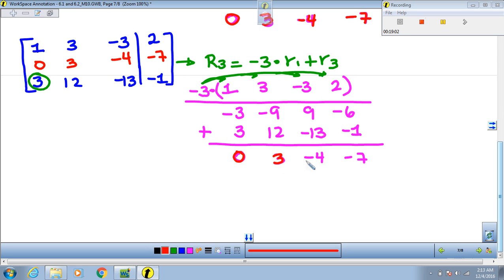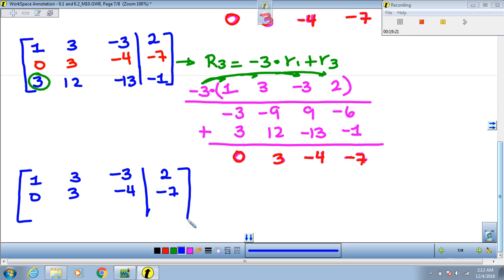Let me write them in red, and then we rewrite again. First row stays the same. Second row stays the same. And now the third row was the one that was changing. 0, 3, negative 4, negative 7.